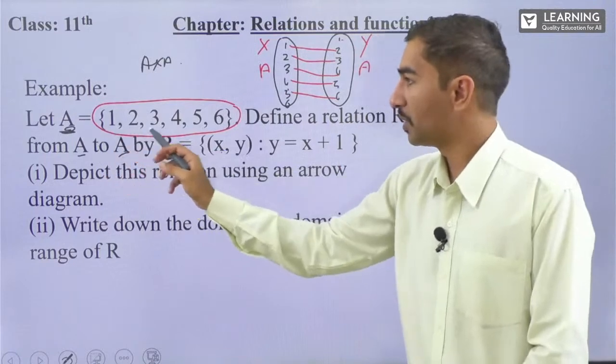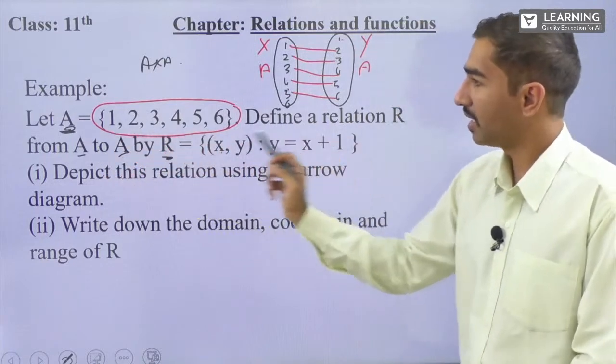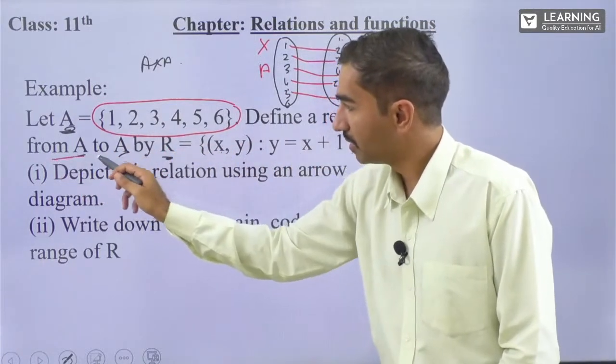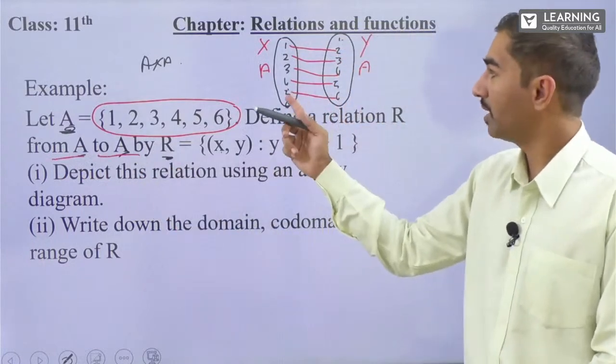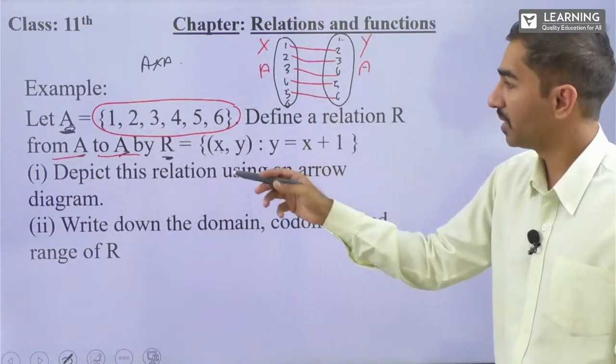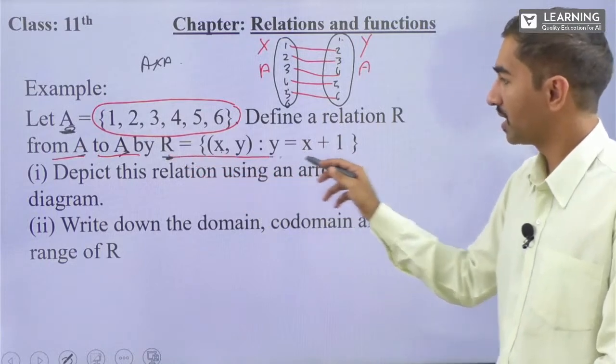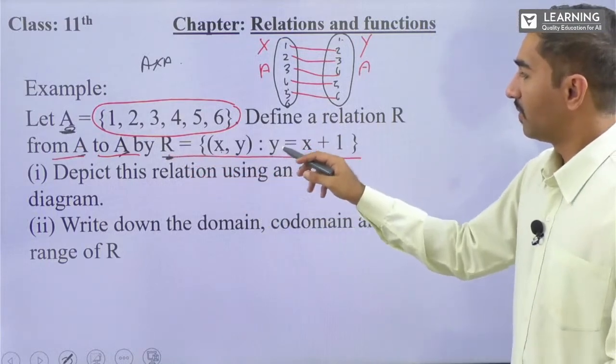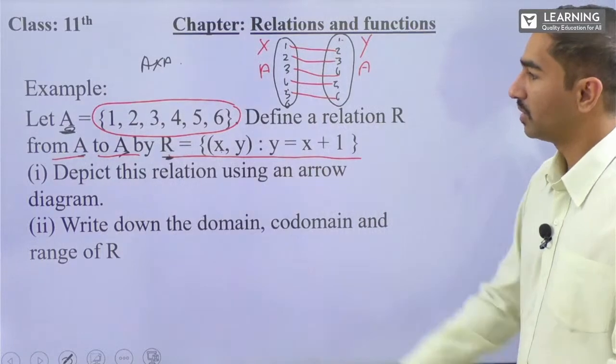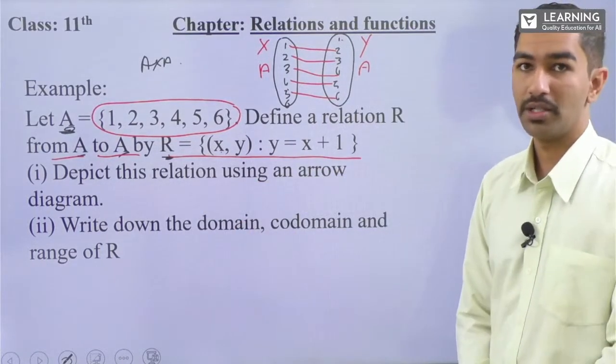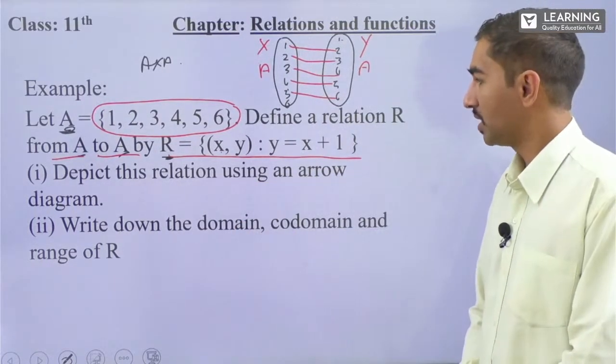Let A is equal to 1, 2, 3, 4, 5, 6. Define a relation R from A to A. So from A to A, we are defining a relation such that R is equal to xy, y is equal to x plus 1. Okay. So they have given two more sub questions there. So what are those? Depict this relation using an arrow diagram.